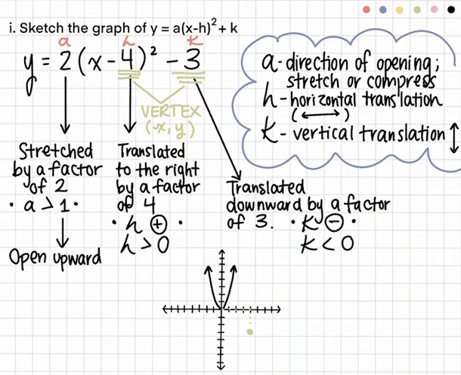And I could double check that that's correct because I see in my vertex is 4, negative 3, right? Which we saw from earlier. And then from here, I know it's going to open upward because of my A value. And it's going to be stretched by a factor of 2, which means it's like grabbing an elastic band, right, and pulling it upward. So I'm going to draw it a little more stretched than the parent function. It's not going to be exact because we're just sketching. So it's going to look a little something like this.